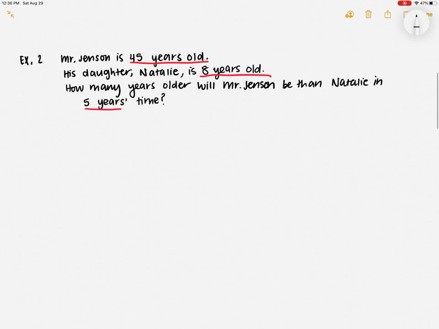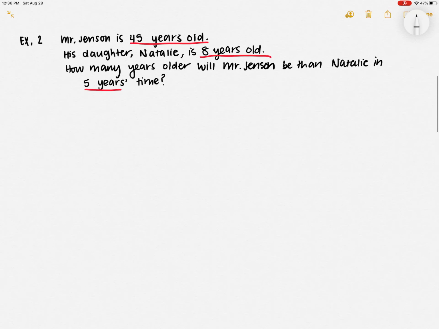Okay, moving on to example number 2. Mr. Jensen is 45 years old. His daughter Natalie is 8 years old. How many years older will Mr. Jensen be than Natalie in 5 years' time? So this problem is structured similarly to example 1. And remember that you first need to find the difference in ages. So you subtract 8 from 45, which gives you 37 years.